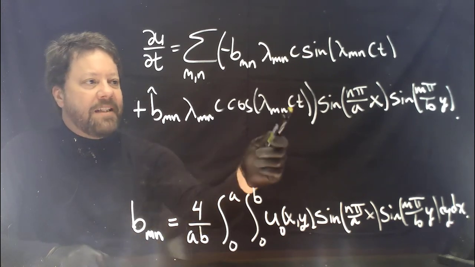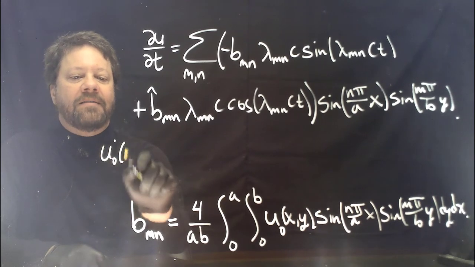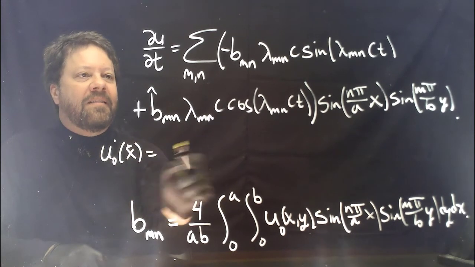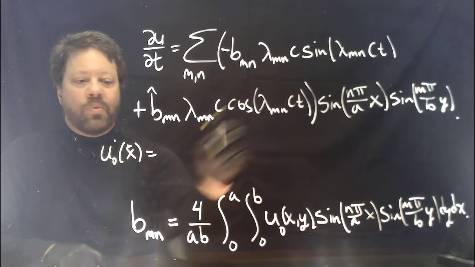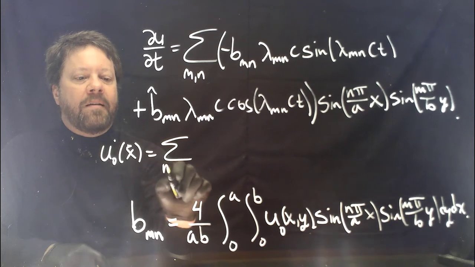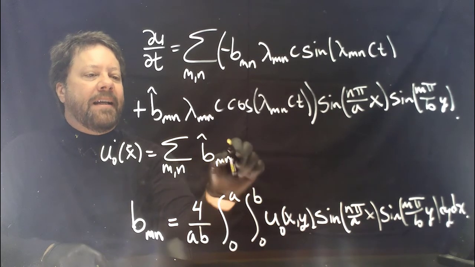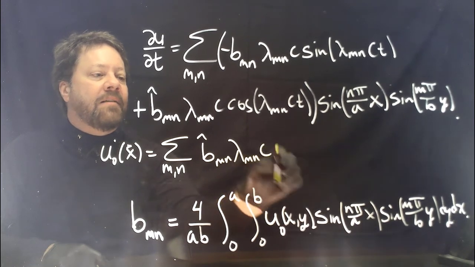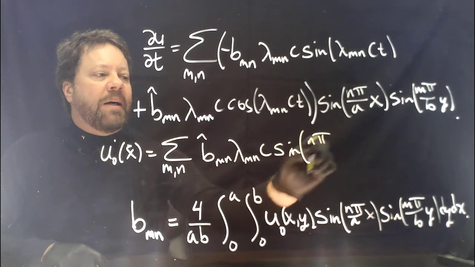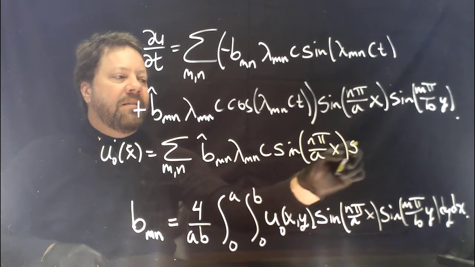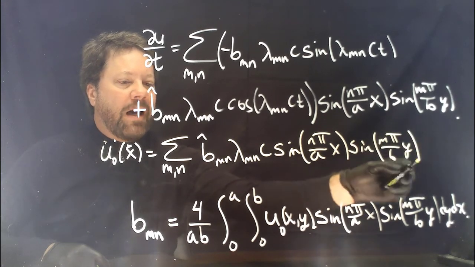Evaluating at time t equals 0, we'll have u naught dot of x equal to, this part goes away, this is 1, we'll have the sum on m and n of the b hat mn's lambda mn c, this is 1, sine n pi over a x, sine m pi over b y.